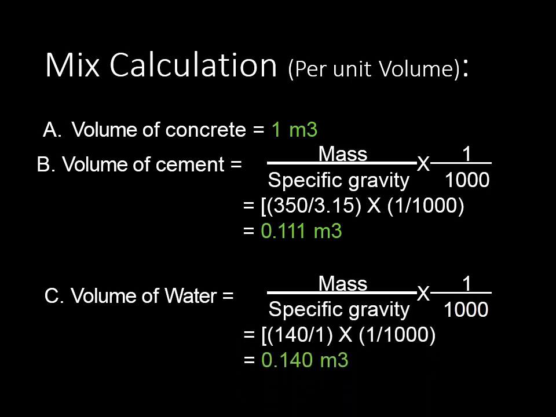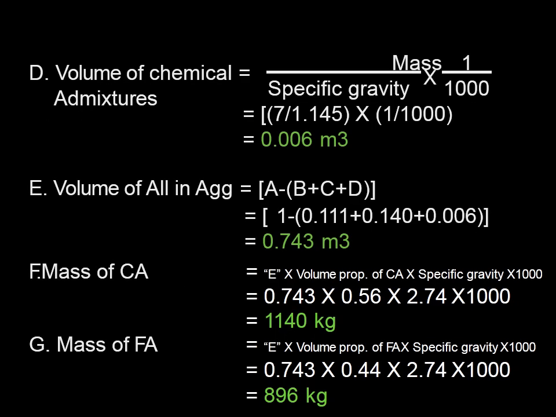Volume of water is mass divided by specific gravity into 1 by 1000. In our case, it is 140 by 1 into 1 by 1000, which is equal to 0.140 cubic meter. Volume of chemical admixture, mass divided by specific gravity into 1 by 1000, works out to 0.006 cubic meter. Volume of all aggregates is 1 minus A plus B plus C, which works out to around 0.743 cubic meter.